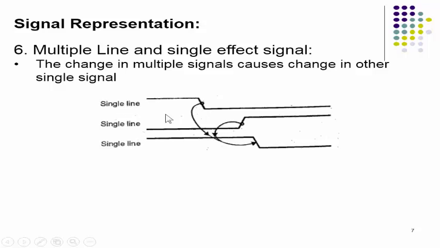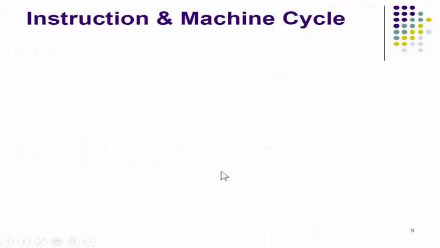In this diagram we can see again three single line signals, single line 1, 2 and 3. Due to the change in the two single lines, in the first logic 1 is changing to logic 0, and in the second logic 0 to logic 1. Due to the change in both signals, the third single line signal is changing from logic 1 to logic 0. This is nothing but multiple line single effect signal.